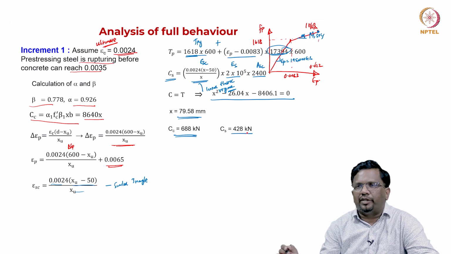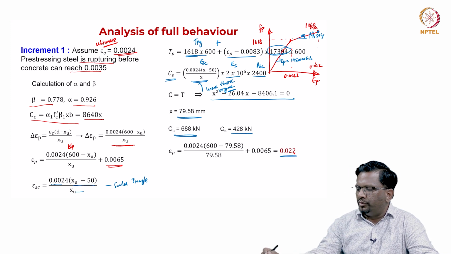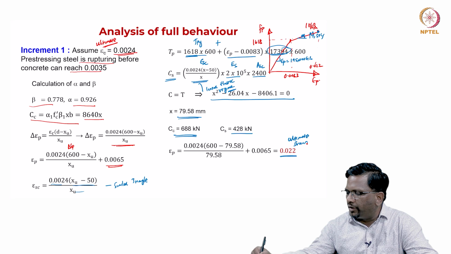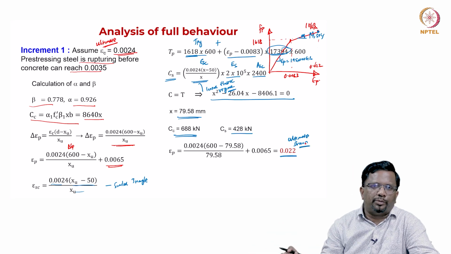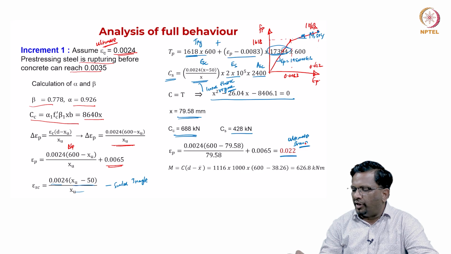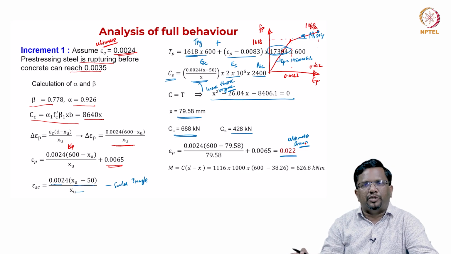CS is 428 kilonewton, and I get my epsilon P as 0.022. That means it's reaching its ultimate strain, right. And the steel is going to collapse before concrete reaches 0.0035. So that means the amount of steel that we have provided is less in this case. This is not a good design.